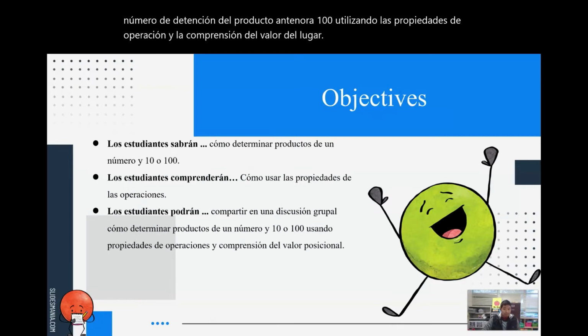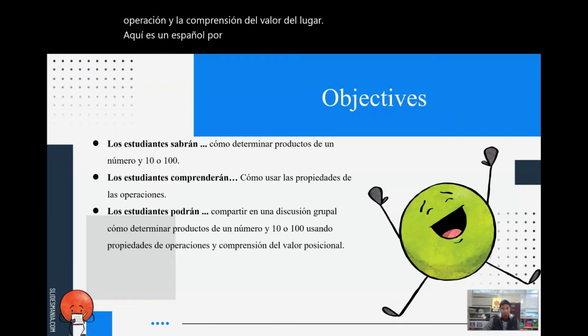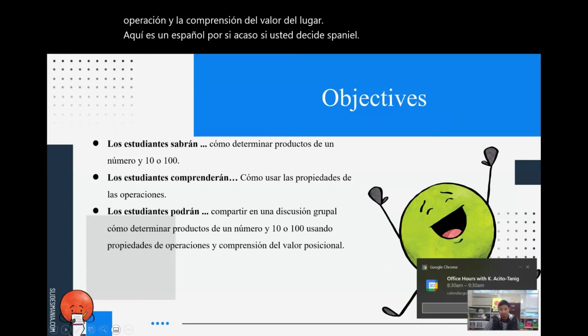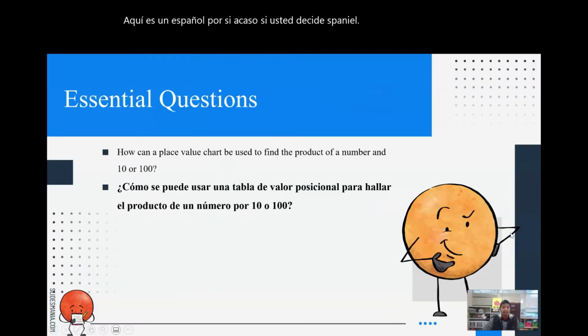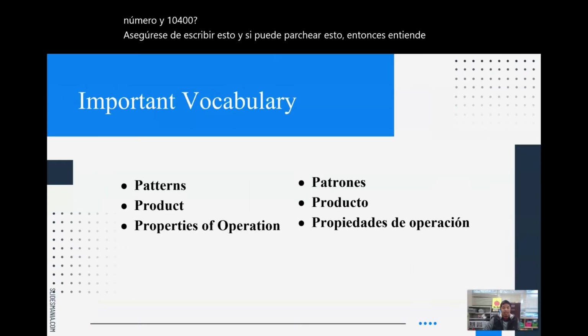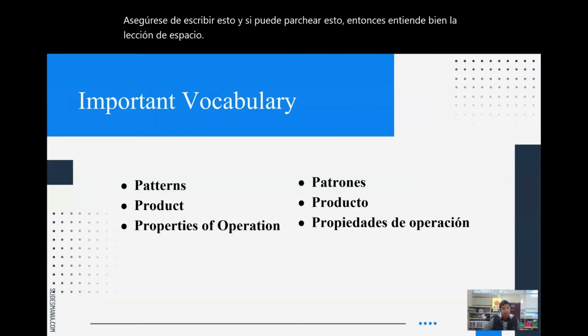Here it is in Spanish, just in case you didn't understand Spanish. Okay. Essential questions. How can a place value chart be used to find the product of a number and 10 or 100? Okay. Make sure you write this down. And if you can answer this, then you understand today's lesson, okay? Important vocabulary. We have patterns, product, and properties of operation.